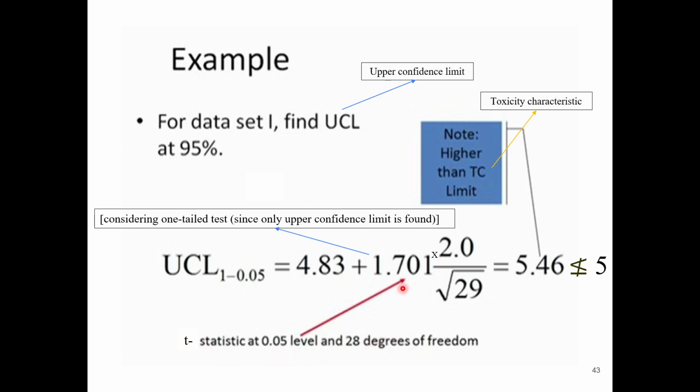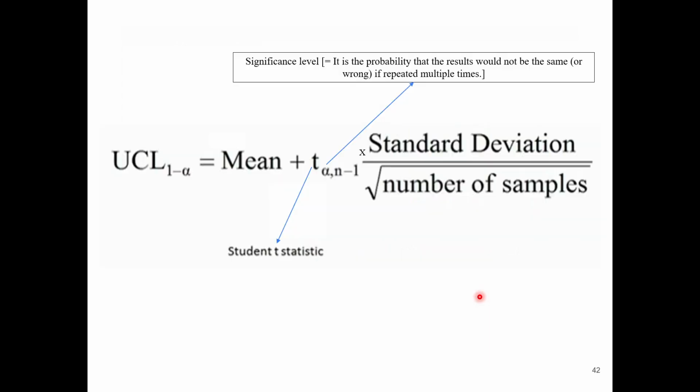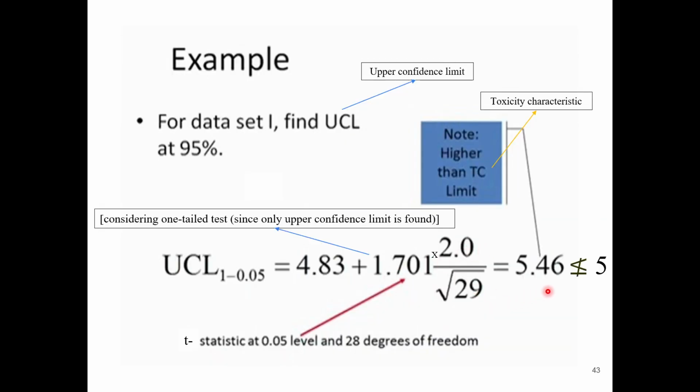So based on the one tail test, the t value at 0.05 and 28 is 1.701, into the standard deviation, which was 2 for the first data set, divided by the square root of 29, which was the number of samples. So the value of UCL 95% comes to be equal to 5.46.